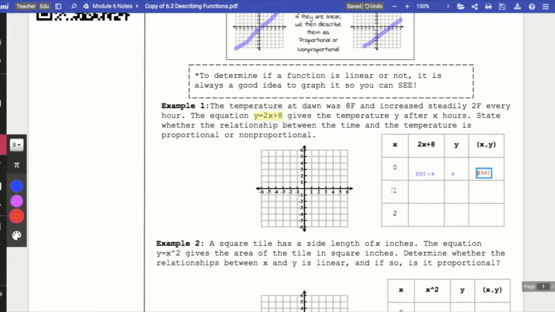So I'm going to do the same thing with 1. Exact same steps. I'm going to replace the x in the equation with 1. So instead of writing 2 times x plus 8, I'm going to write 2 times 1 plus 8. 2 times 1 is 2, and 2 plus 8 is 10. So now I have my ordered pair: when x equals 1, y equals 10. I'm going to write that as a point, (1, 10).